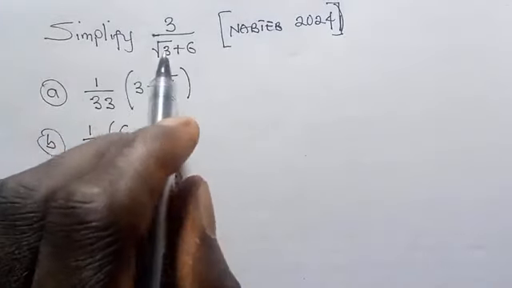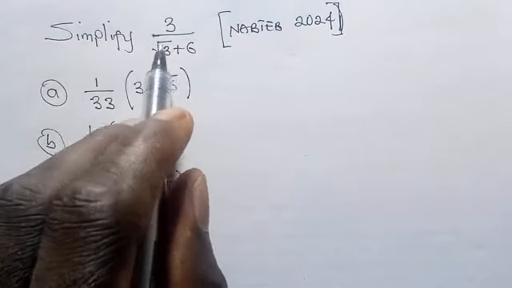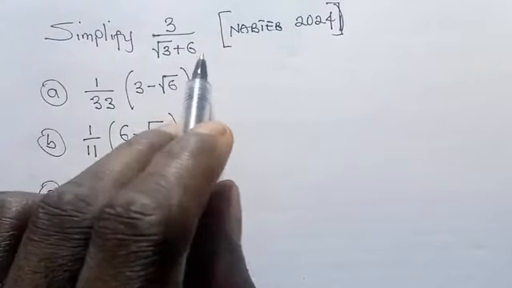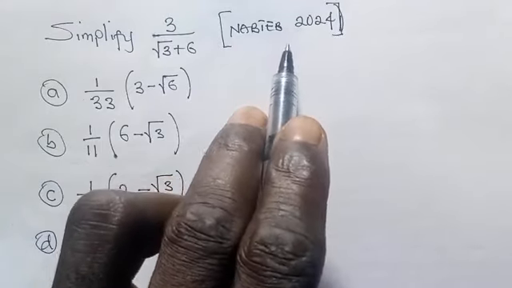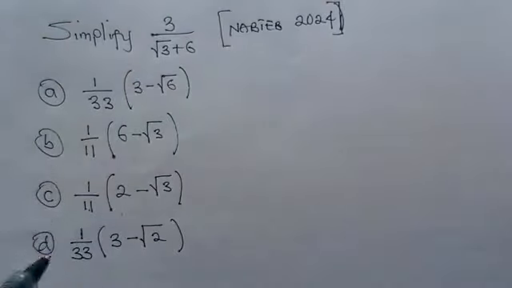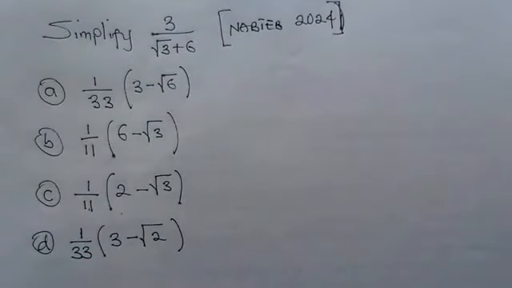Okay, simplify 3 over root 3 plus 6. This is a NAPTEP question 2024, objective number 10. So these are the various options provided.